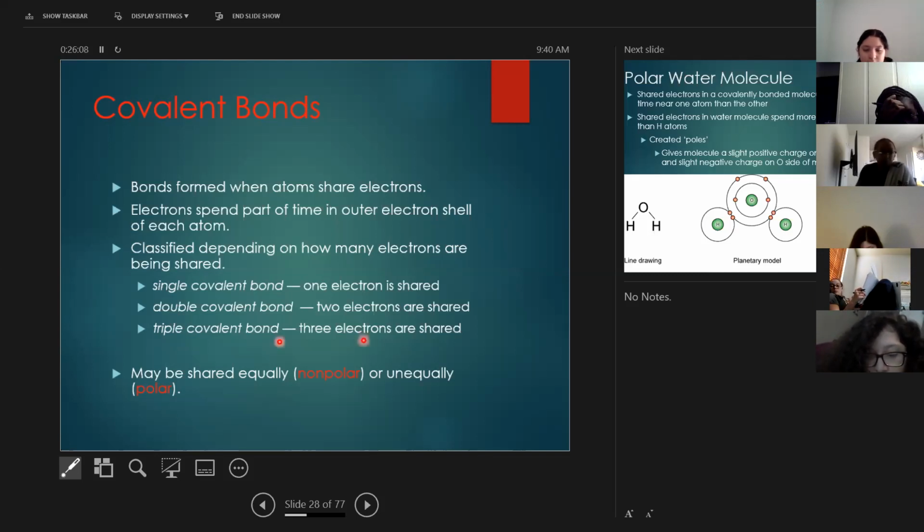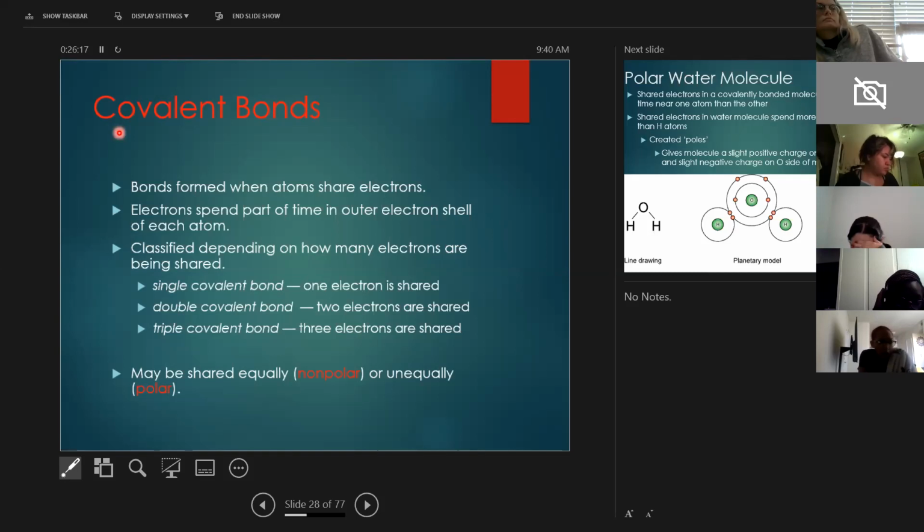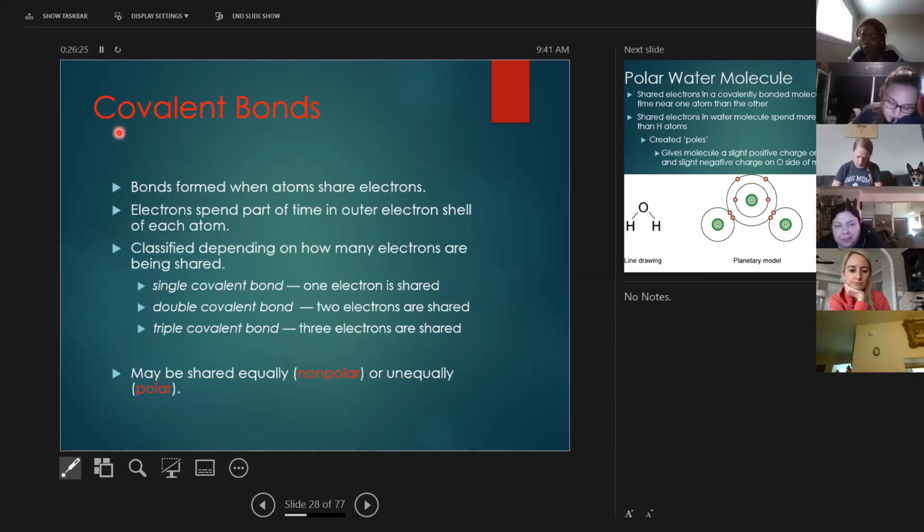Okay. Good. Wait, so covalent is always when they're sharing, right? Yep. Okay. Yeah. Sharing is caring, caring is covalent. So it's going to always be when they're sharing.